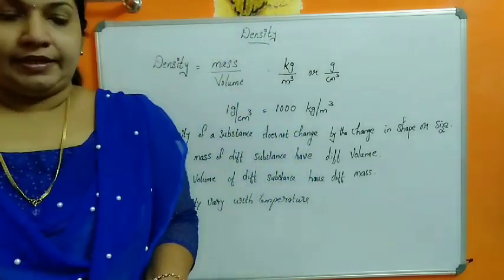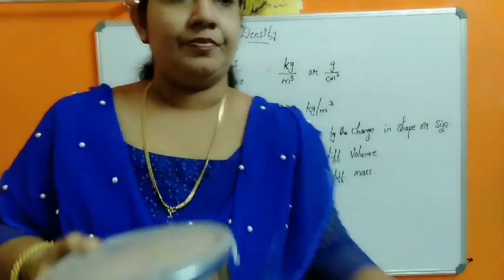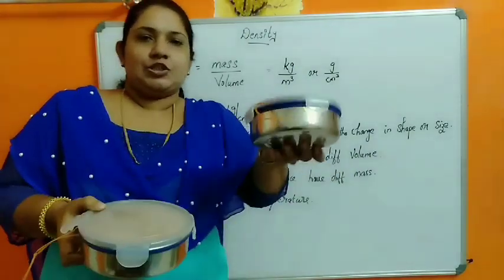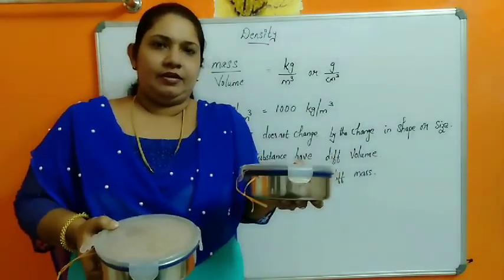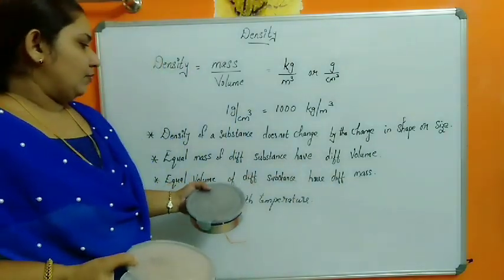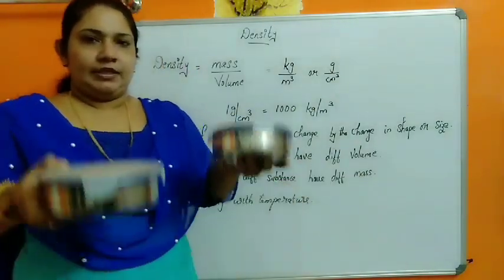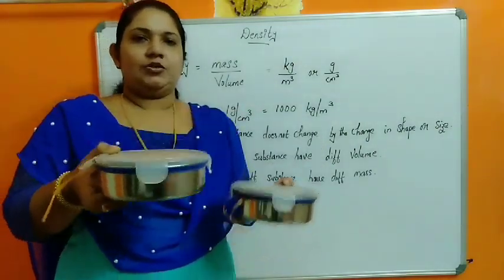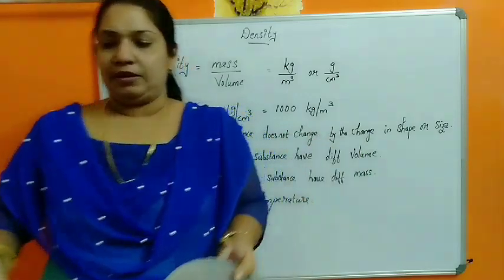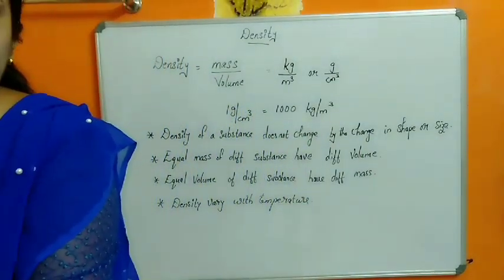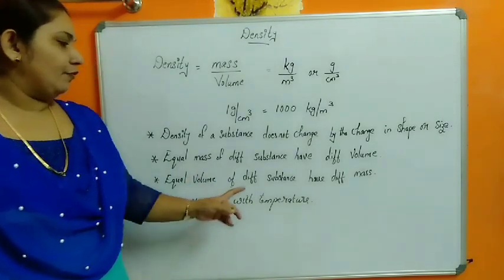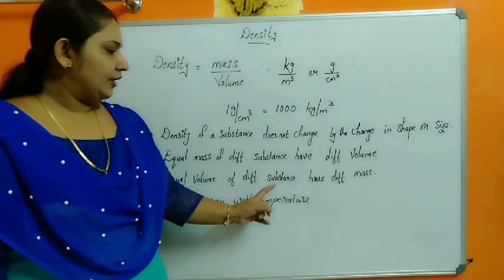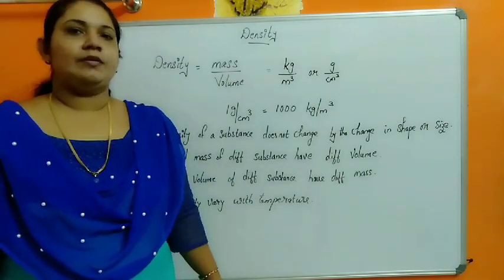That means here I took the same volume but different objects. It is too heavy. When I hold it, I feel it is heavy. That means equal volume, different mass. One is around 2 kg, one is around half kg. So equal volume, different mass. So that is the third point. Equal volume of different substances have different mass.